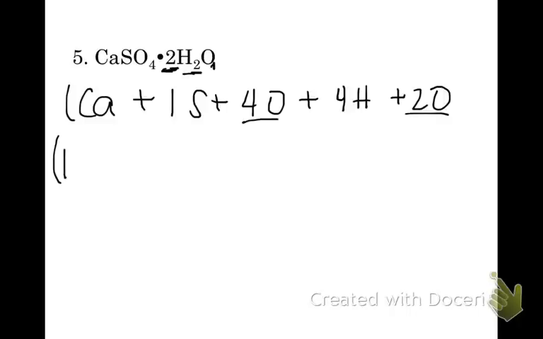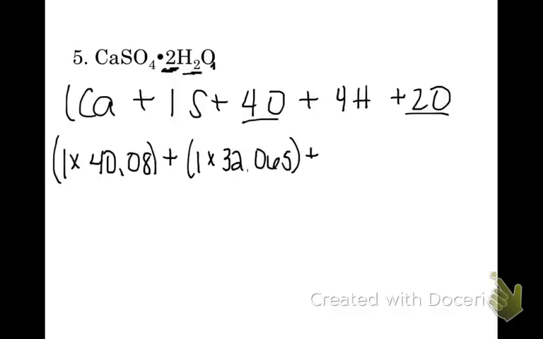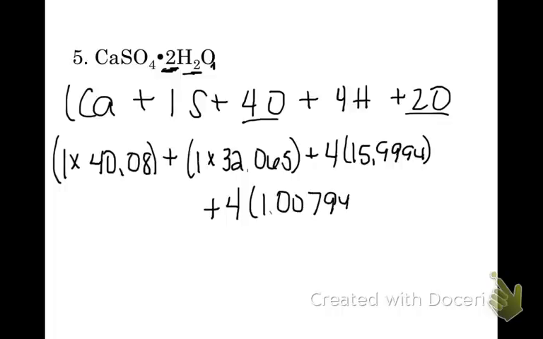So it's 1 calcium. The calcium is 40.08. We also have 1 sulfur, that's 32.065. 4 oxygens, 4 times 15.9994. I'm running out of room here, so I'm going to put it down to the side. 4 hydrogens, which is 1.00794. And 2 oxygens, 2 times 15.9994.